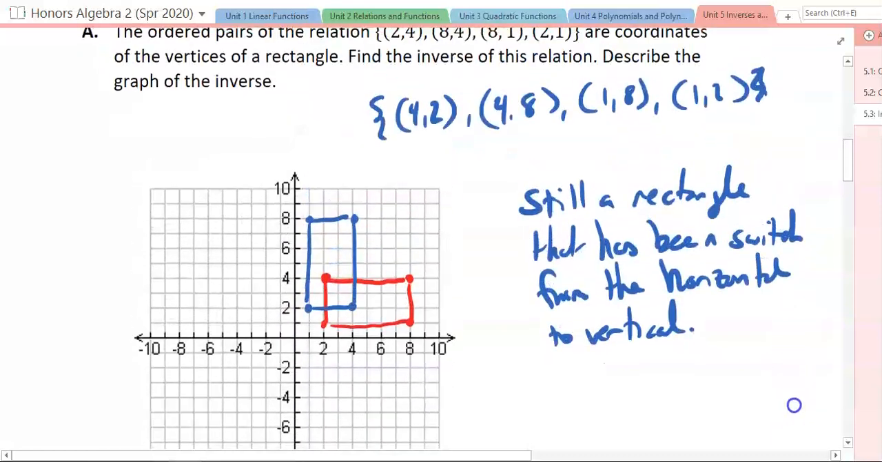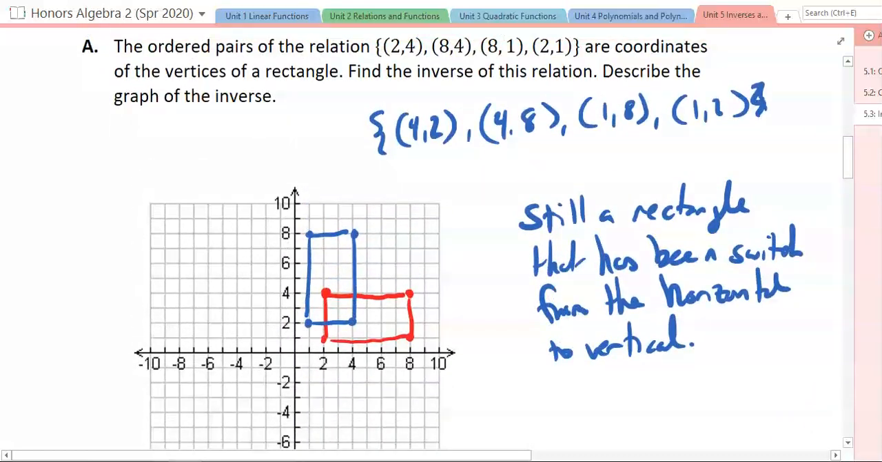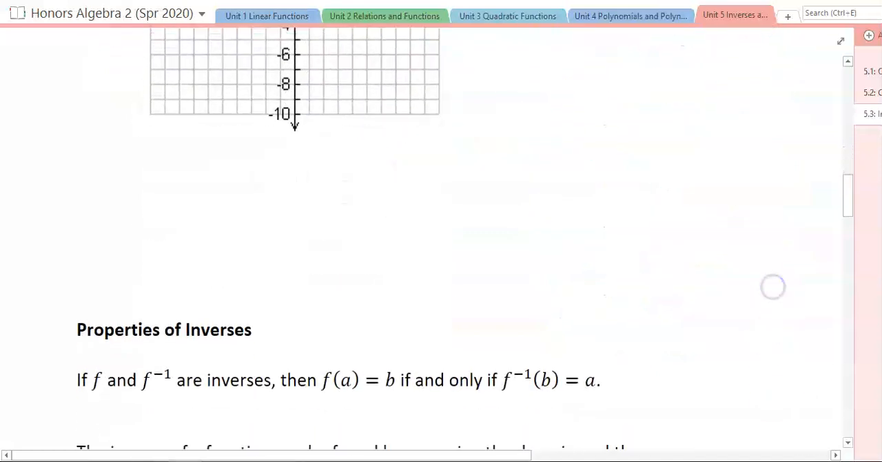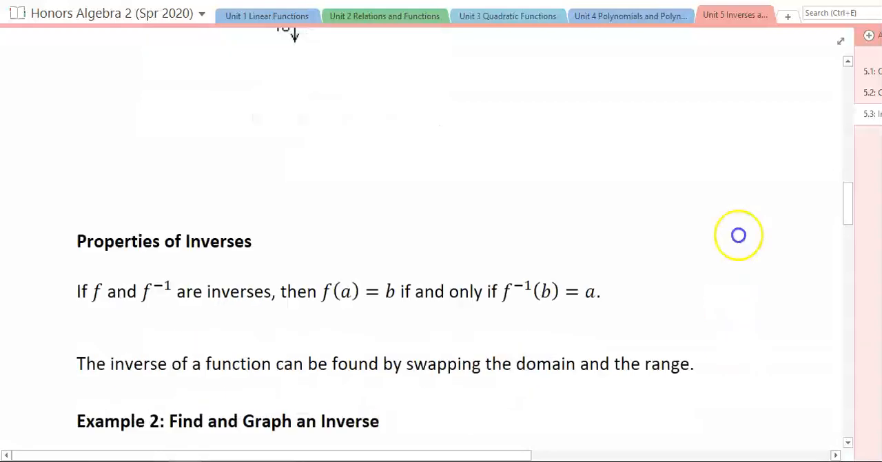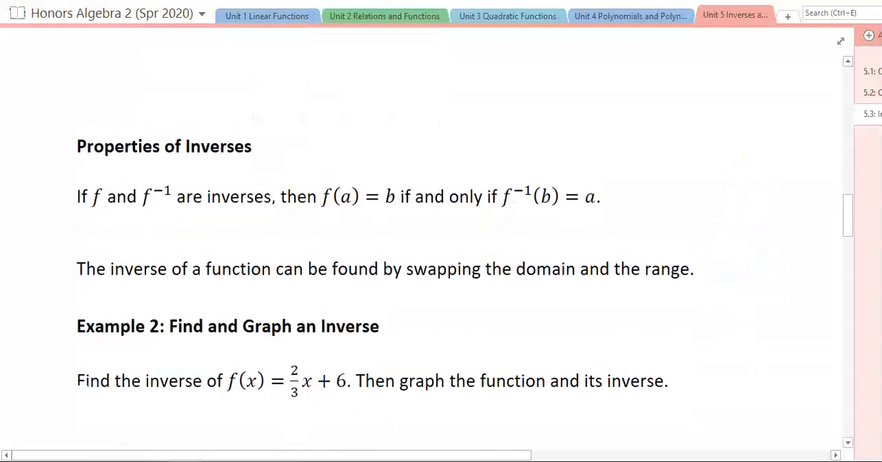All right, so again, if you're looking at ordered pairs, just flip the ordered pairs. That's all you got to do. Don't make this more complicated than it is. If you're given a table of values, flip the x's and the y's, right? The x's become the y's and the y's become the x's. Don't overthink it. It's exactly what it's saying. The domain becomes the range and the range becomes the domain. Don't overthink it, y'all. All right, so let's take a look at a property here.